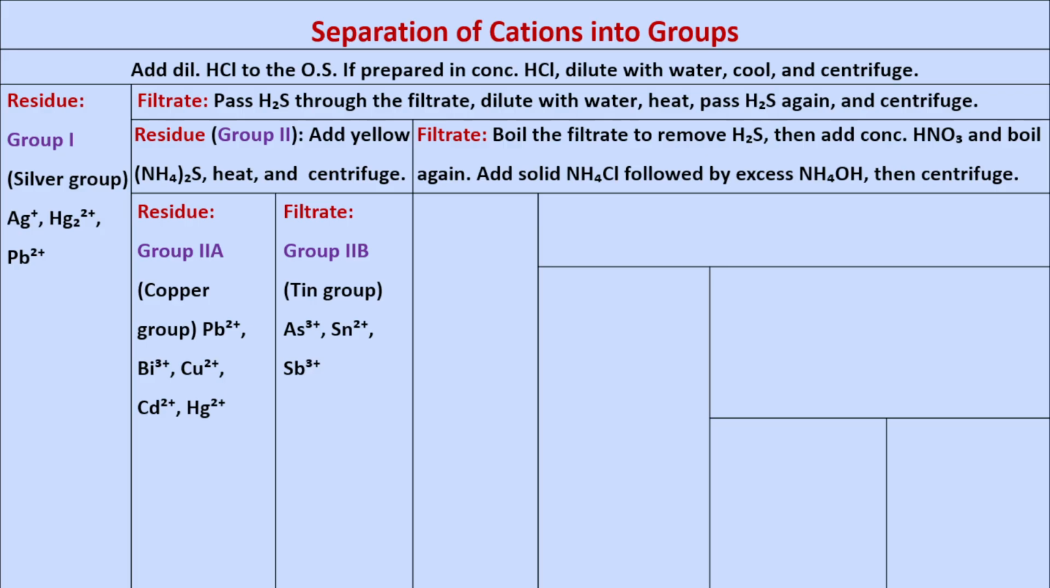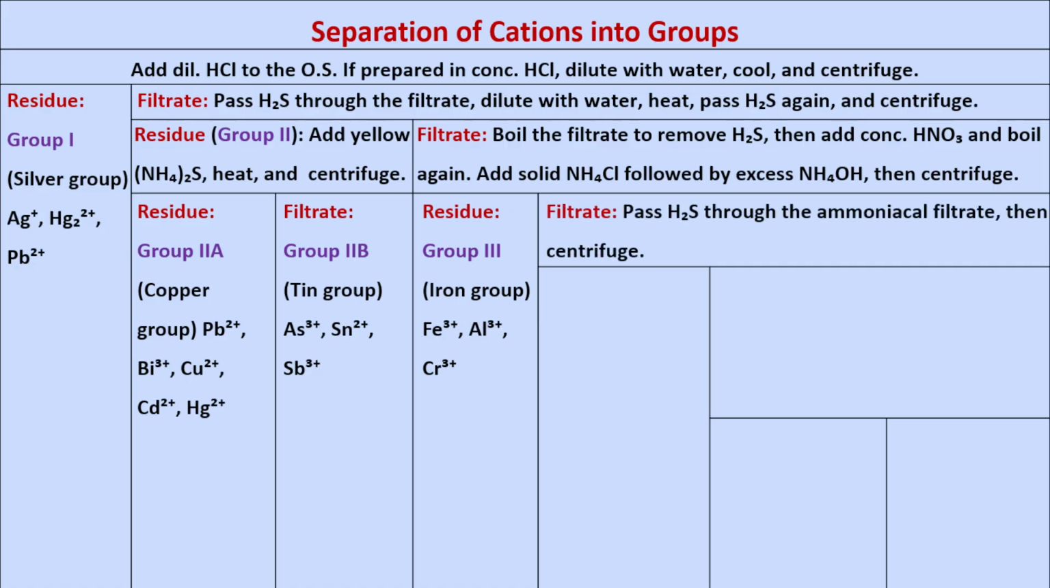Now let us go back to the filtrate which contains group 3 to group 6 cations. First, boil the filtrate to remove any dissolved H2S gas. Then add concentrated nitric acid and boil the solution again. Once done, add solid ammonium chloride followed by excess ammonium hydroxide and then centrifuge it. The residue may contain group 3 cations, which are iron, aluminium and chromium. This is known as the iron group.